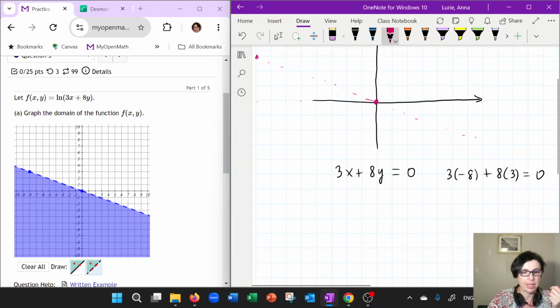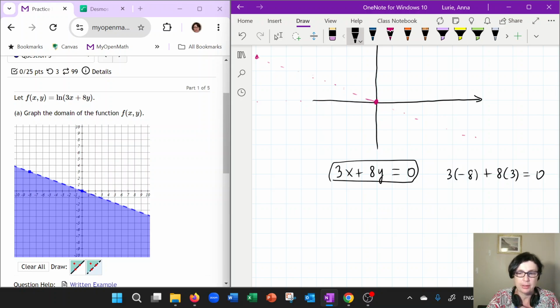So I need to take a test point. Now, never ever pick a test point that satisfies this equation. You cannot pick a test point 0, 0. Pick anything else, but it shouldn't work when you plug it into the equation. So for example, I can pick, I don't know, x equals 1, y equals 0. How about that? So that's my test point 1, 0.